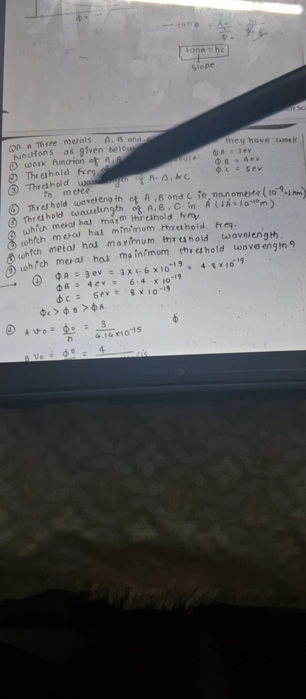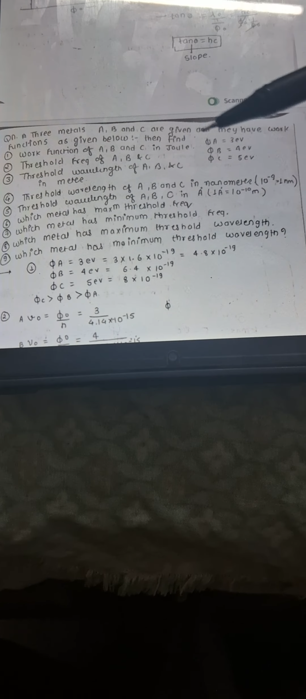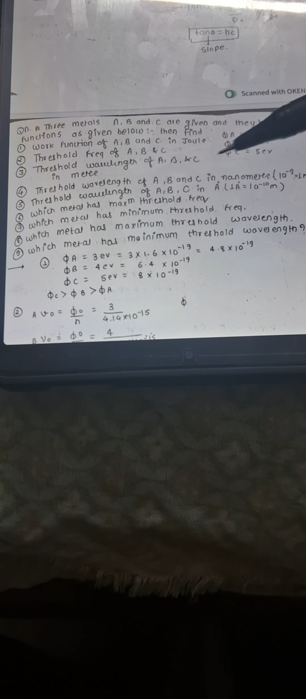Now there is another question: three metals are given, they have work functions of 3, 4 and 5 electron volt respectively. Then we need to find the work function in joule. So 1 eV is equal to 1.6 x 10^-19 joules. In this way we can calculate work function in joules. Next, threshold frequency. Work function is h nu naught. From here we can calculate nu naught. Then threshold wavelength: using the concept that c is equal to frequency into lambda naught, we can find the threshold wavelengths.